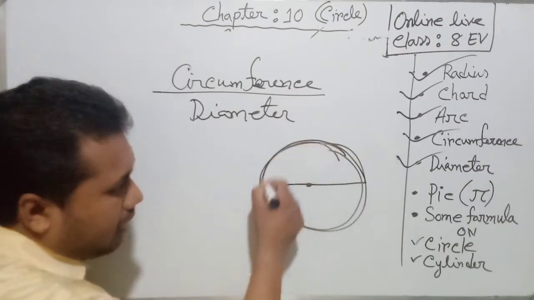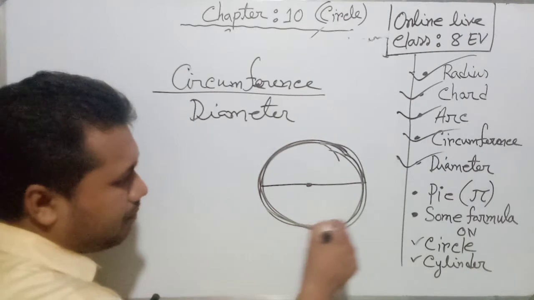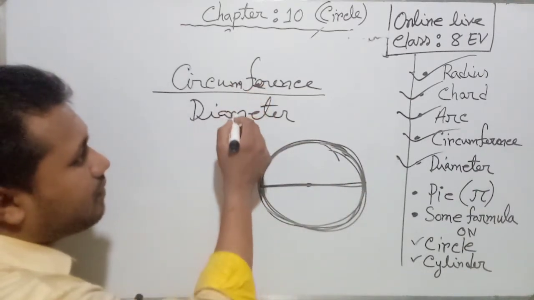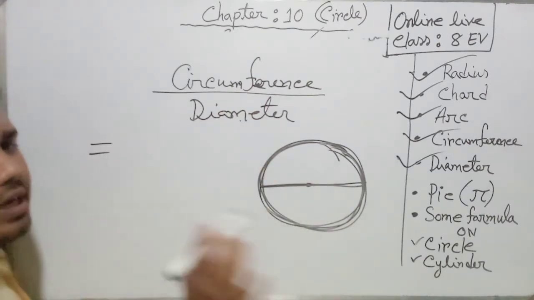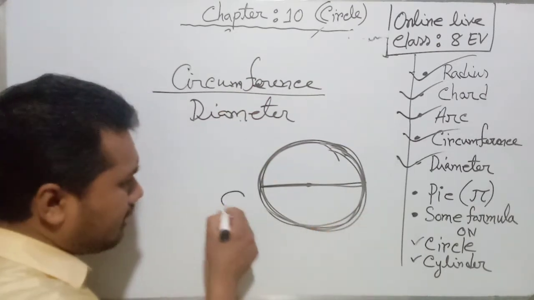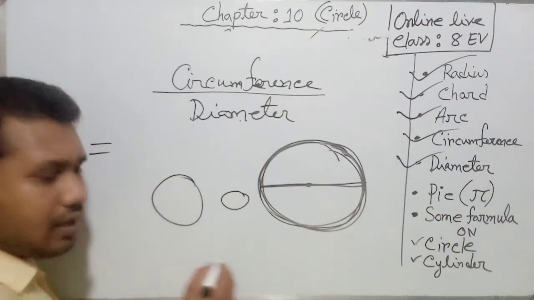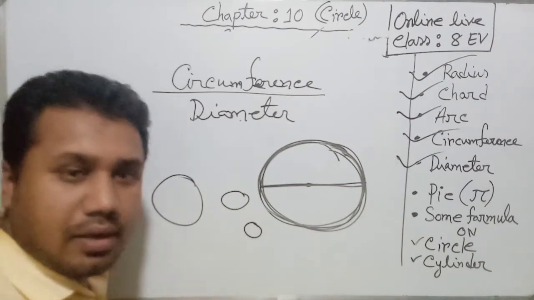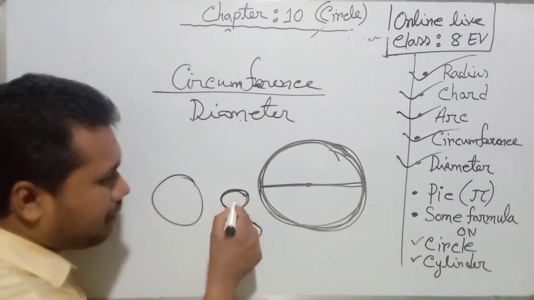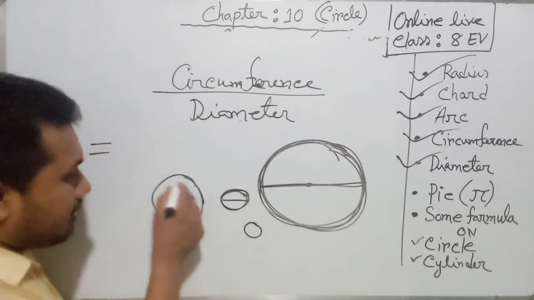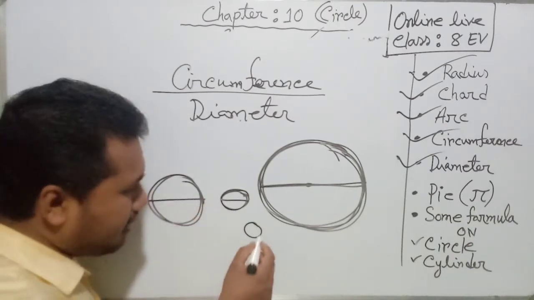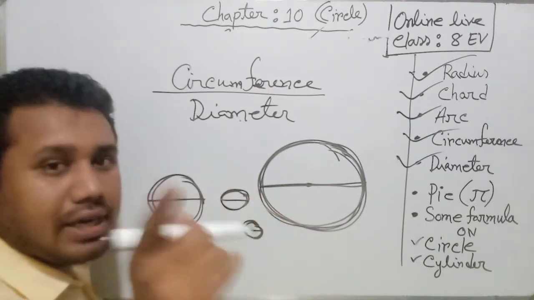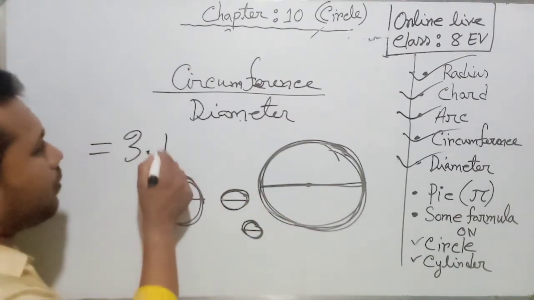Now if we calculate the measure of the circumference and the diameter, and then divide circumference by diameter, the circle can be different, no problem. This circle, this circle, this circle, doesn't matter. The size of the circle doesn't matter, because every time we divide circumference by its diameter, we always get the same answer.